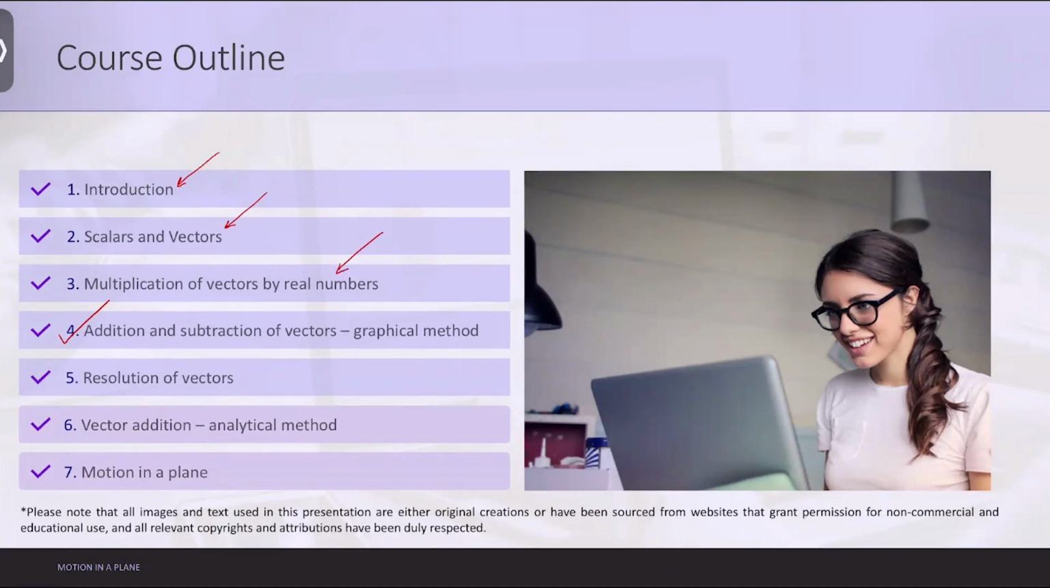Right now, let us start the discussion about the fourth topic, that is addition and subtraction of vectors by graphical method. Once this is done, we will understand a small topic called resolution of vectors, so that we can understand the main mathematical method, that is the analytical method of vector addition. Okay, so let's start.